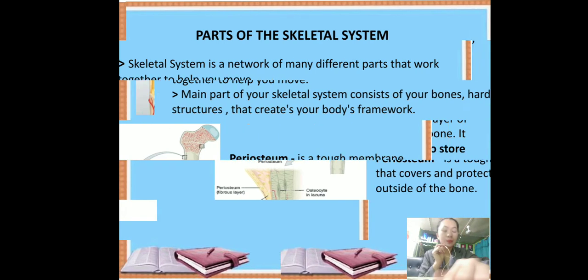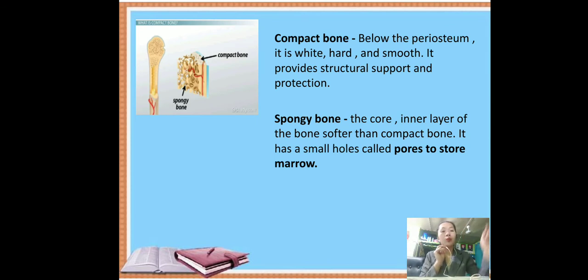Next is the compact bone. Below the periosteum, it is white, hard, and smooth. It provides structural support and protection. So, compact bone, naa siya makita below sa periosteum. So, white ni siya, kaning naa sa upper, white and smooth daw ni siya. Smooth ni siya. So, nagprotect gyapon, naghatag siya structural support and protection sa ato ang bone.